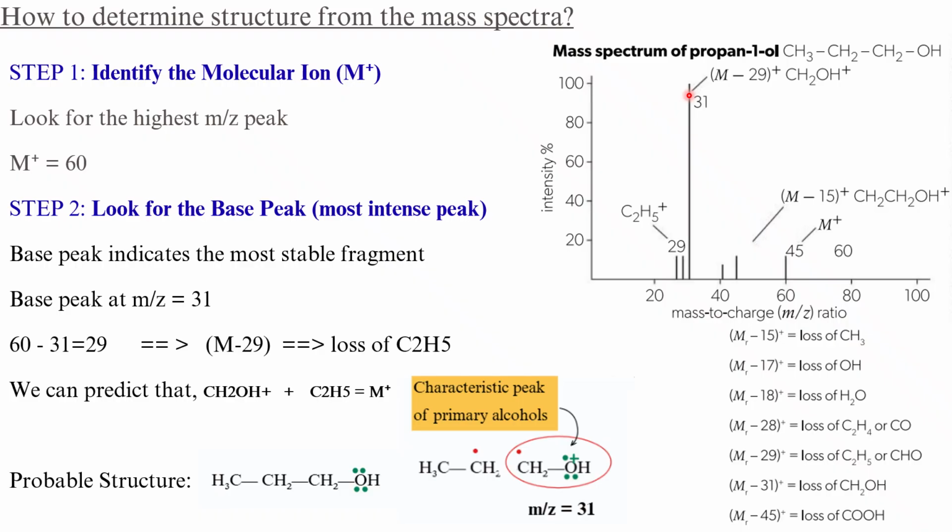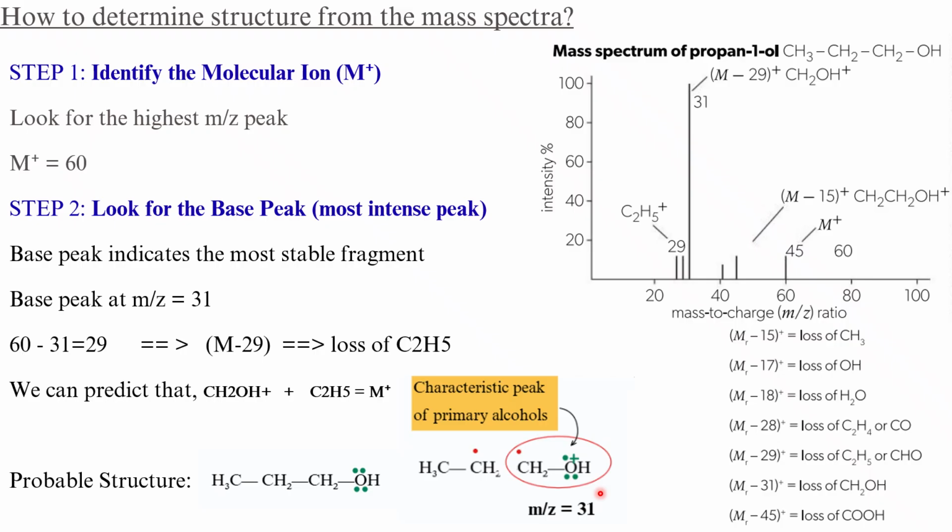Hence, it is giving that much intensity. And secondly, this is the characteristic peak for the primary alcohols, okay? Because when primary alcohols get fragmented, they always result in the formation of this particular radical cation. And since this particular radical cation is very stable, that's why it gives the most intense peak at m by z 31.